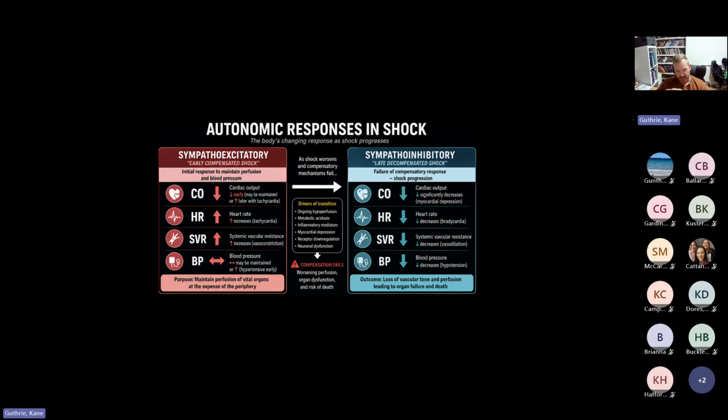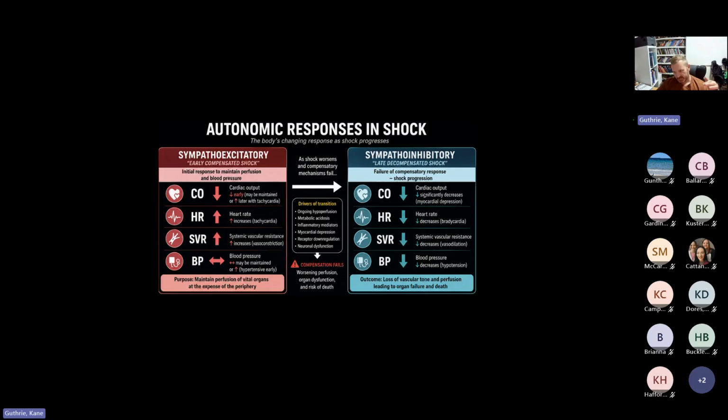Quite often we'll recognize the sympatho-excitatory stage. This is where the cardiac output starts to drop. They're going to increase their heart rate. They're going to increase their systemic vascular resistance to try and maintain a normal blood pressure and normal perfusion. And then when they start to fail that, that's when we start seeing that they lose cardiac output. Their heart rate starts going down.